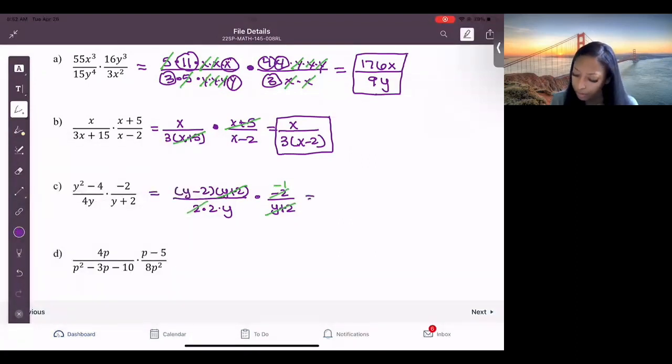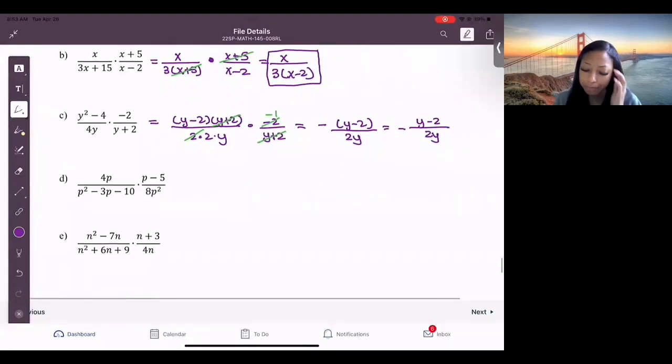So what are we left with? In the numerator, we have Y minus 2 times a negative 1. So we'll just make that negative Y minus 2. And in our denominator, we're left with 2 times Y, 2Y. For that negative, where should you put it? You can put it with the numerator or you can put it just in the front. I usually like to write it just out front. So negative Y minus 2 over 2Y. And also you can keep the parentheses in your numerator if you'd like. But moving on to part D.